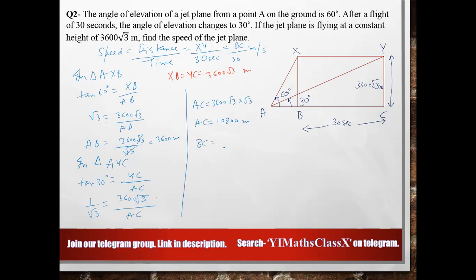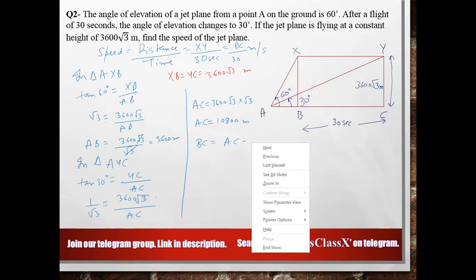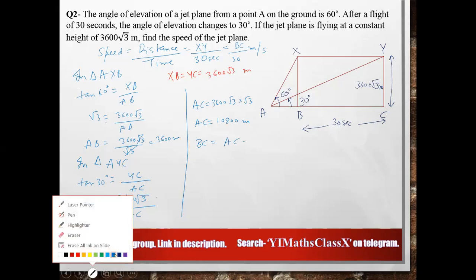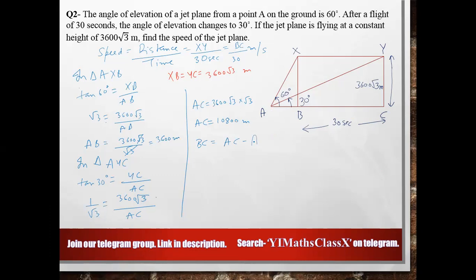So for distance, I need to calculate BC. What will be BC? It will be AC minus AB. What is AC? Here we have calculated AC as 10800, and AB is 3600, subtracted. So BC will be 7200. All right, please correct me if I'm wrong. Right, so 7200 meters is our distance.